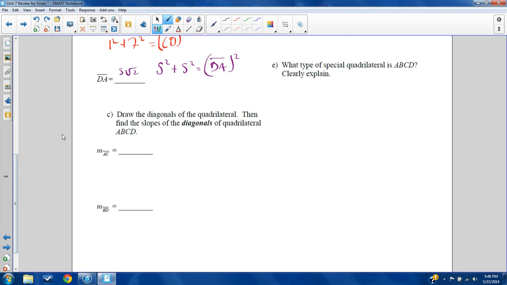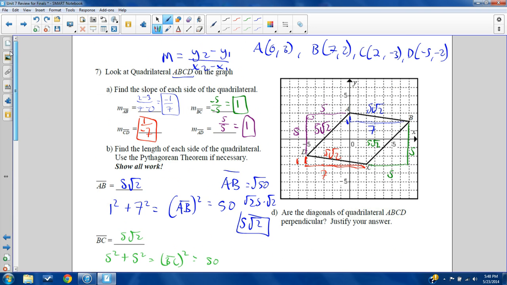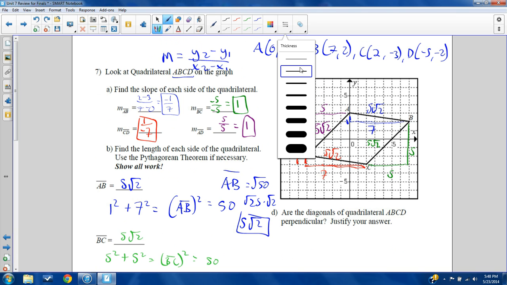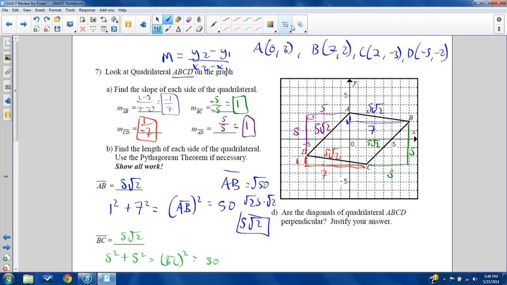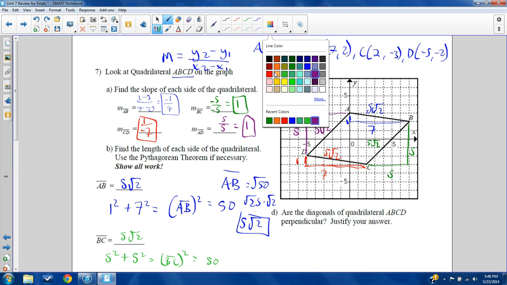Okay, part C. Draw the diagonals of the quadrilateral, then find the slopes of the diagonals of quadrilateral ABCD. Okay, so I have to draw the diagonals, and remember, you can draw a diagonal from A to C. That's what the diagonal is. So I'm actually going to make it really thick, though. I want to make sure you can see it. Thick and orange. Let's do orange.